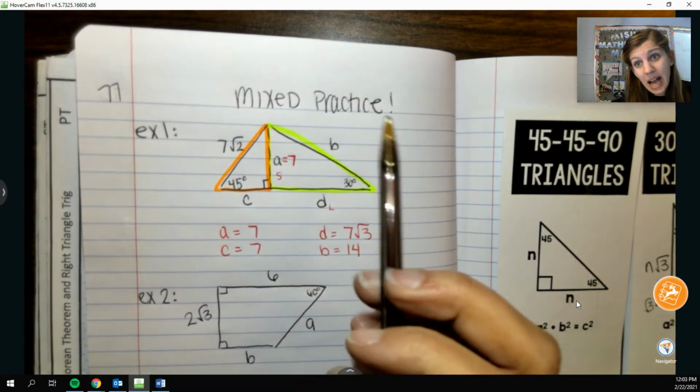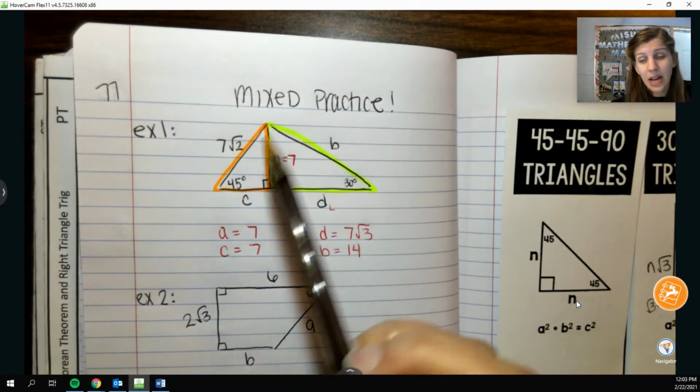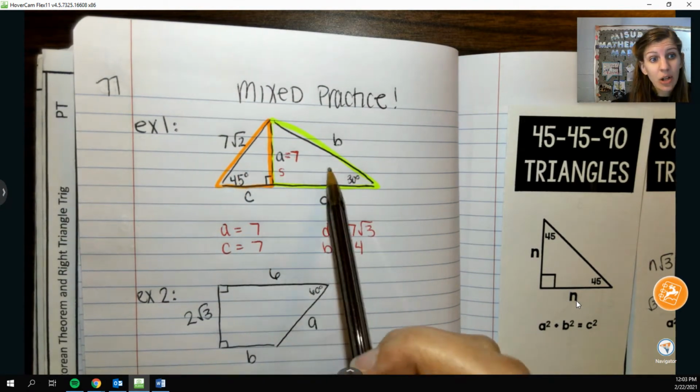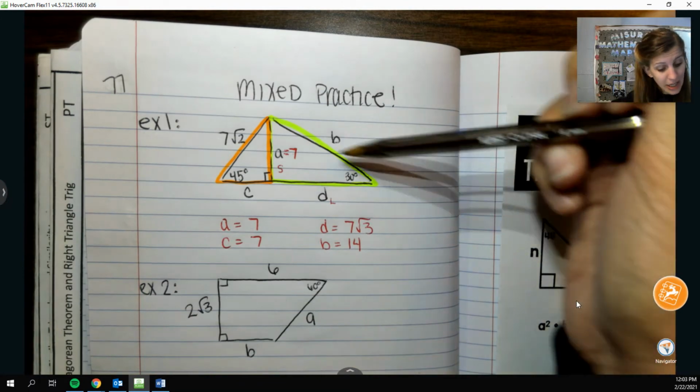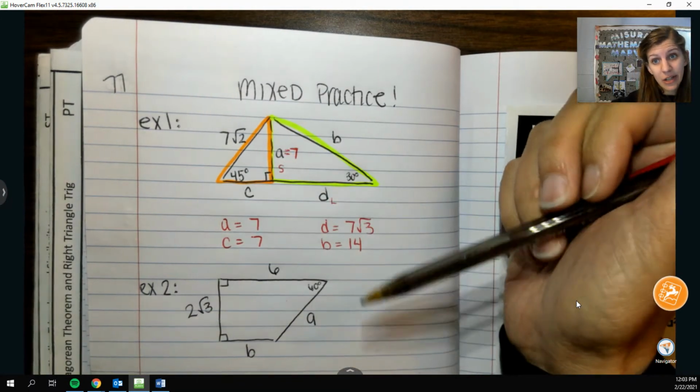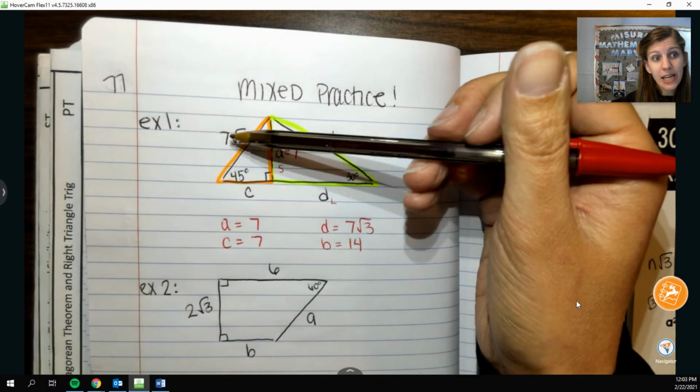So you don't necessarily have to answer in alphabetical order. You can go in any order you want, but you need to start on a triangle where you know at least one side. So I couldn't have started with A, B, or D. I had to find A and C first because they were on the 45, 45, 90 where I knew one of the sides.